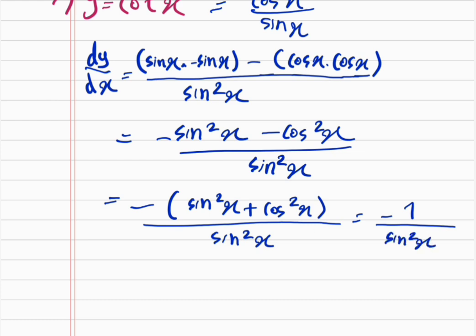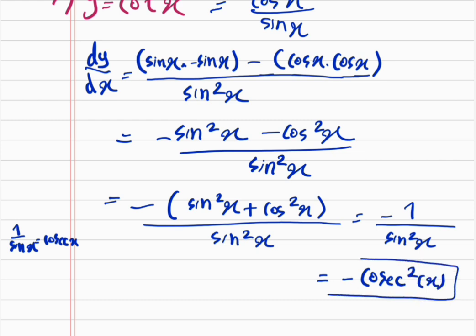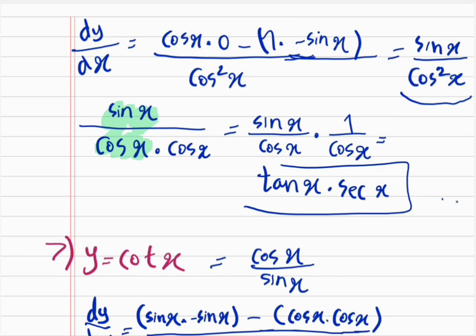And we know that 1 over sine x is cosec x. So in this case, we have -1 over sine squared x, so it's just going to be minus cosec squared x. And that's it. So we have shown what we were asked for.